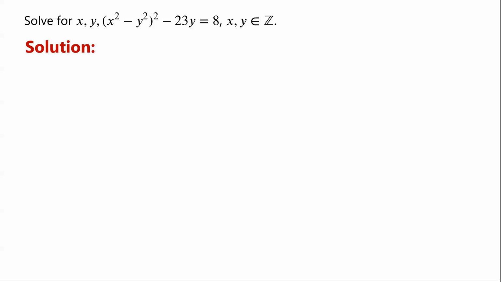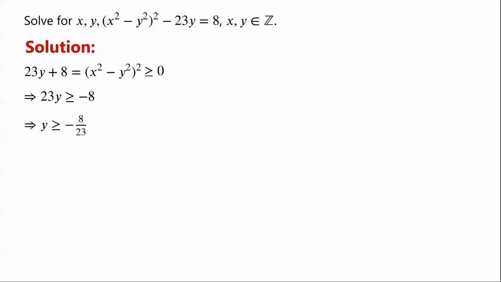By rearranging the equation, we have 23y + 8 = (x² − y²)², which is greater than or equal to 0. So 23y must be greater than or equal to −8. That is, y is greater than or equal to −8/23. Therefore, y must be greater than or equal to 0. Now we divide the problem into two cases, either x is greater than or equal to 0, or x is less than 0. Case 1, x is greater than or equal to 0.